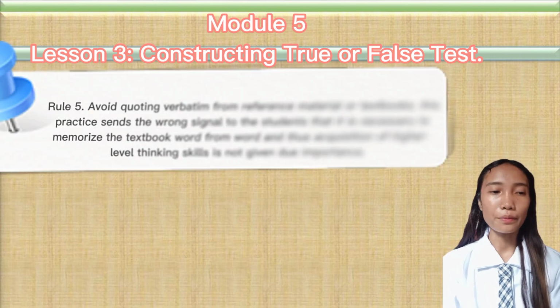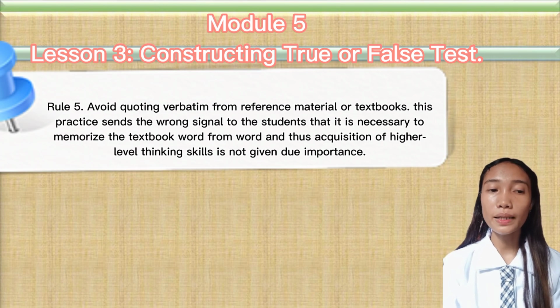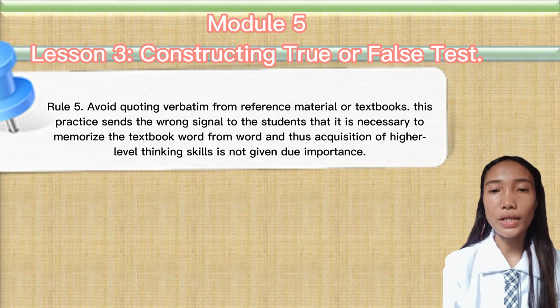Rule number 5. Avoid quoting verbatim from reference materials or textbooks. This practice sends the wrong signal to the students that it is necessary to memorize the textbook word for word, and thus acquisition of higher level thinking skills is not given due importance.